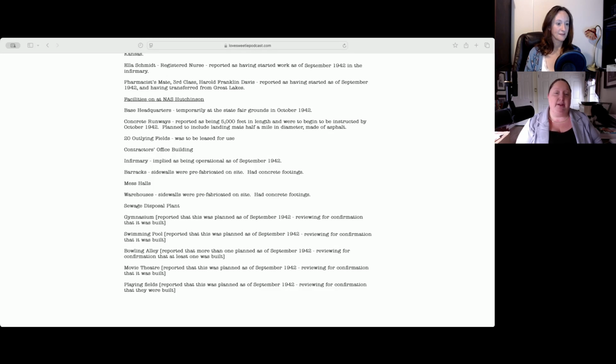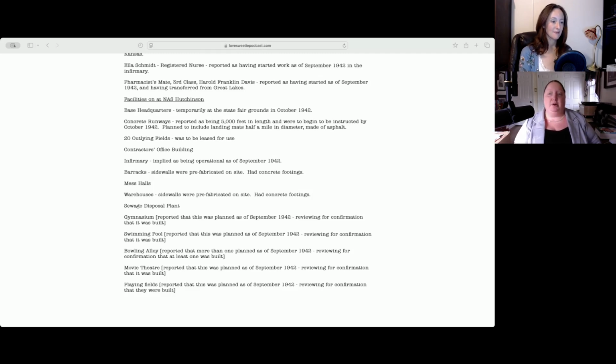They wanted to include a landing mat half a mile in diameter, made all of asphalt, so that would have been out there. Now that's still being built on, no doubt. You're not going to dig up all these runways and things. Yeah. 20 outlying fields were to be leased for use. So the farmers' fields around in the area. So they've got 20 major fields where there's going to be more that was there.